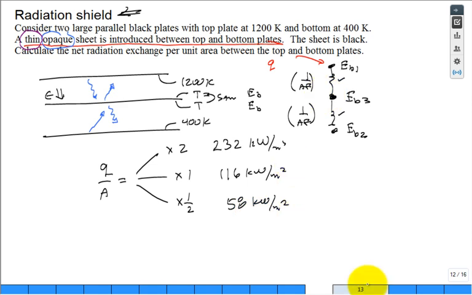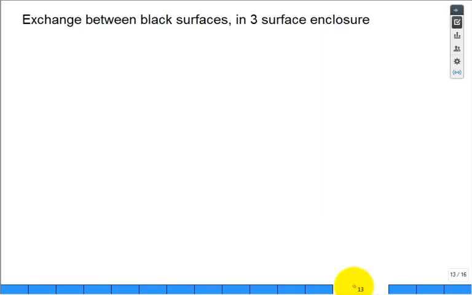All right, let's press forward in the interest of time. You can solve 3 surface enclosure problems as well as 2 surface enclosure problems. Let's pick one out. Don't make it too complicated. Here's surface 1, there's the back side of it. Then here's surface 2, the back side of it, and surface 3, and that makes up our enclosure.